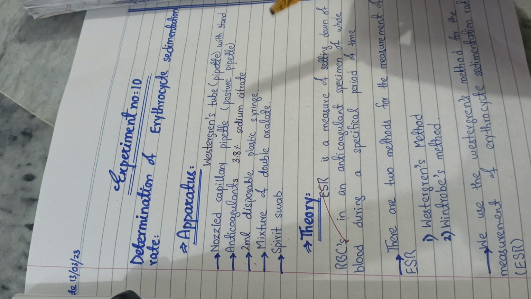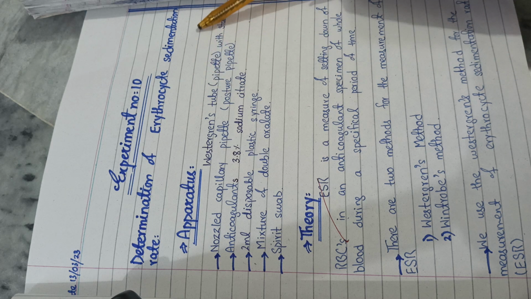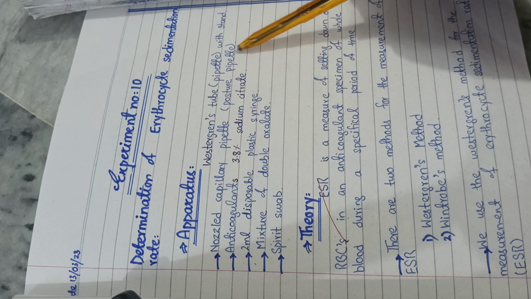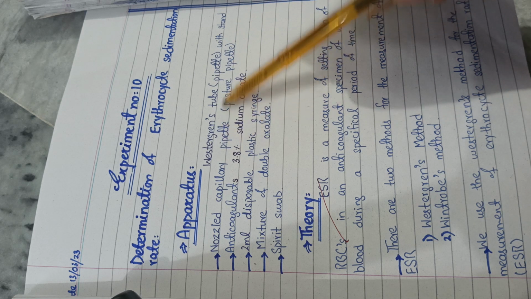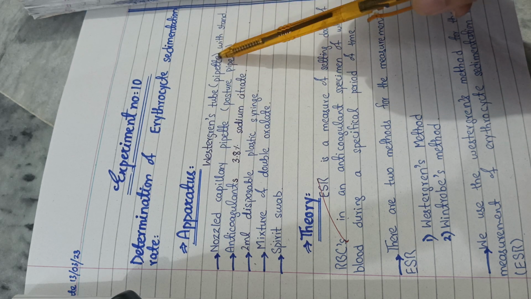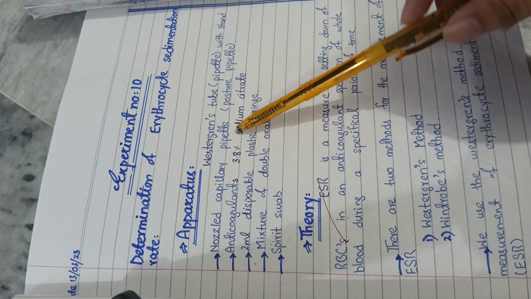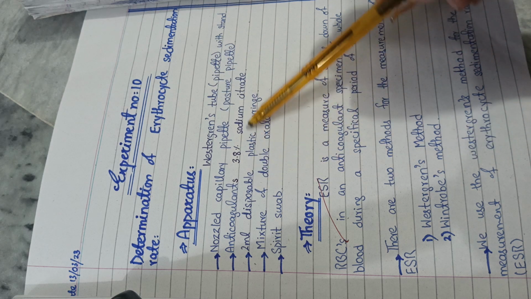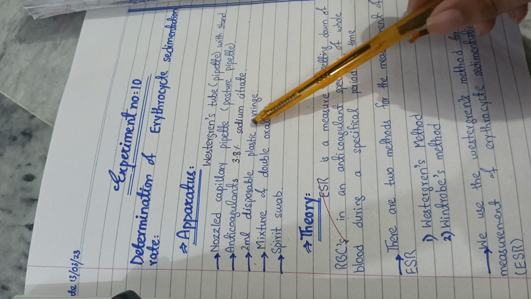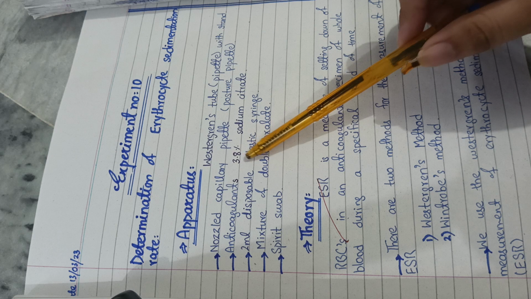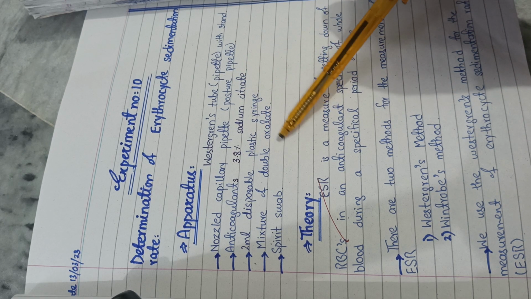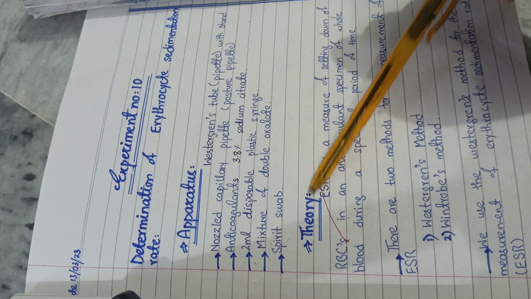Experiment number 10 is about the determination of erythrocyte sedimentation rate. Erythrocyte sedimentation rate is abbreviated as ESR. The apparatus needed for this experiment is the Westergren tube. It is pipette-like, and it has a stand with it. There is also a nozzle capillary pipette. You need an anticoagulant, and normally the anticoagulant you will take is 3.8% sodium citrate. Then you have to take disposable syringes, double oxalate and a spirit swab.